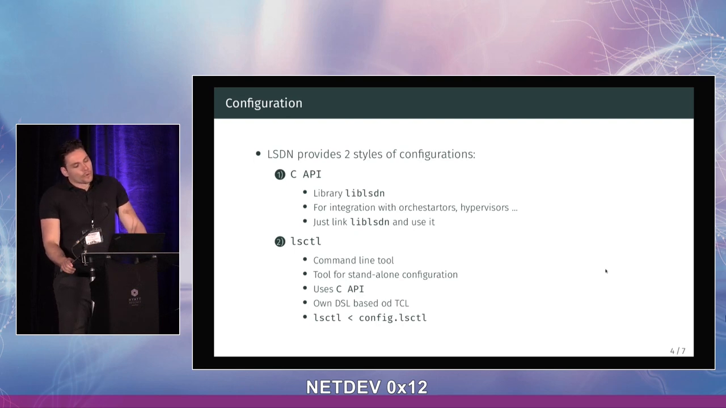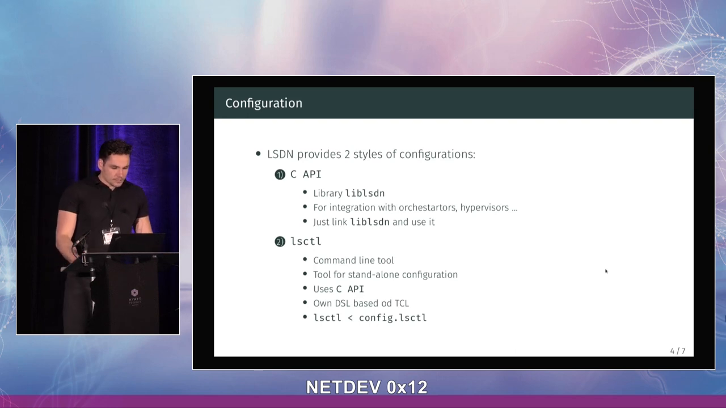If you want to just try or play with your network, you can use our domain-specific language and configuration via this domain-specific language, which is pretty powerful, and you can easily generate huge configurations for really huge scenarios. It obviously uses the C API, so it's basically just a wrapper.